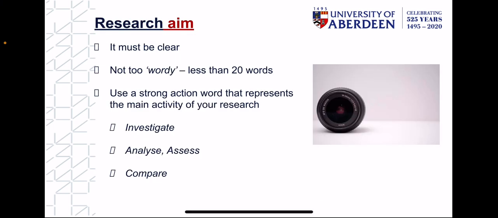Now, quick tips: the research aim must be clear. It shouldn't be wordy. You don't need more than 20 words. It should be straightforward and specific. You should use an action word. The aim of this research is to investigate. The aim of this research is to analyze. The aim of this research is to assess. The aim of this research is to compare.